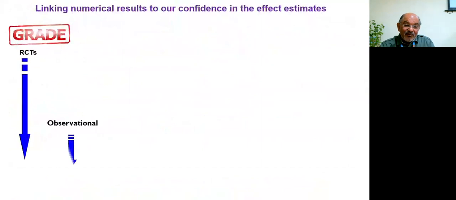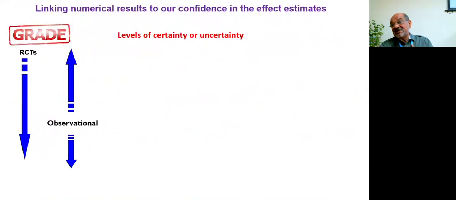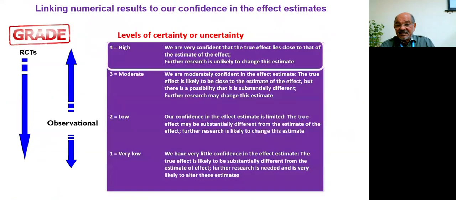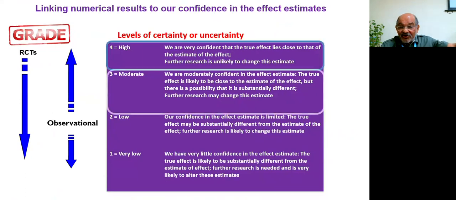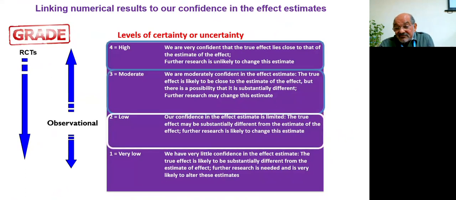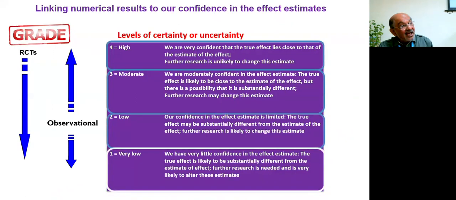So you finally then end up with 4 grades of certainty, or they called it quality, now it's certainty. High certainty, we are very confident that this is the true effect, right? And no point doing further research on this because it's not going to change anything. Moderate confidence is, we have slight doubt because of this reason, things could change a bit. Low confidence is very limited confidence in the result because of these reasons, and further research likely could change it. And very low certainty means we don't know.